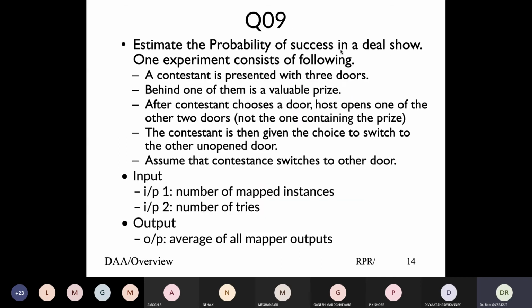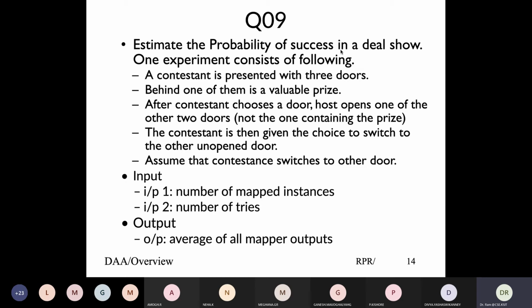So question number 9 is the probability of success in a deal. It was a famous television game show. So the question is like this: there's a player and there is a game host. The host presents 3 doors, and behind the 3 doors there is a prize. Only one of the doors has a prize.